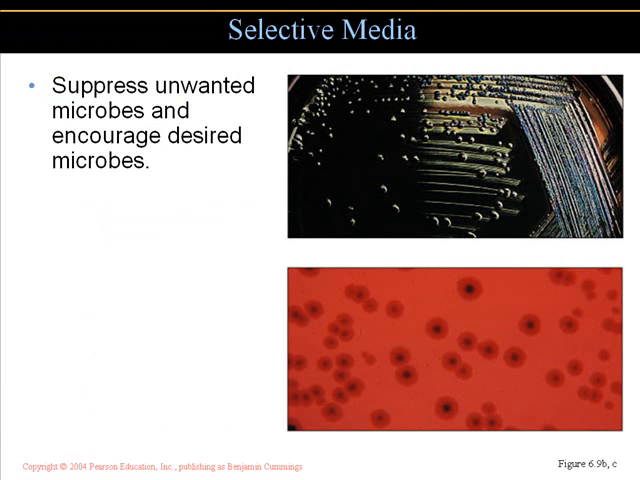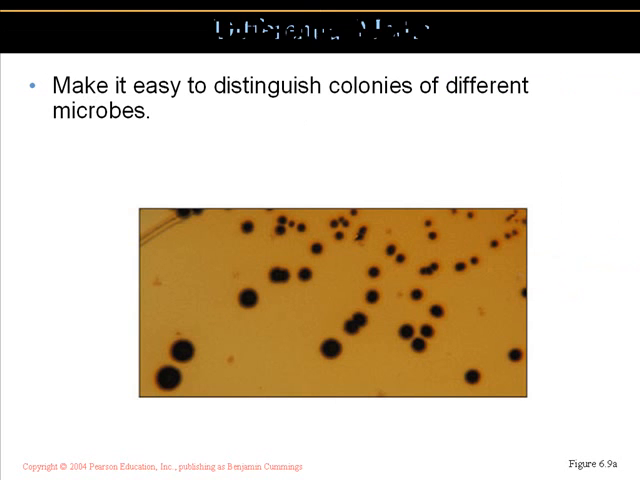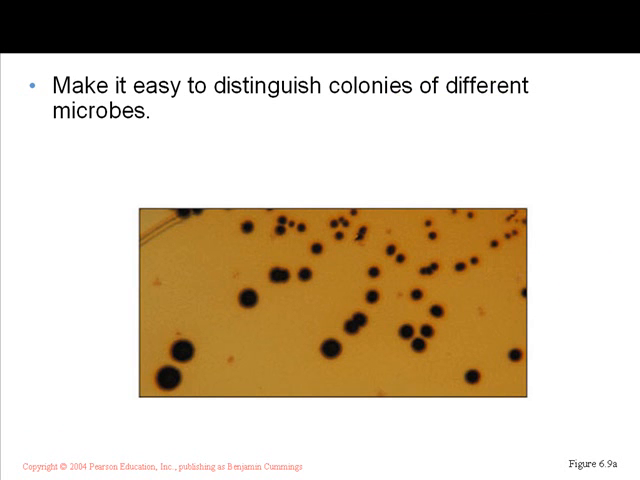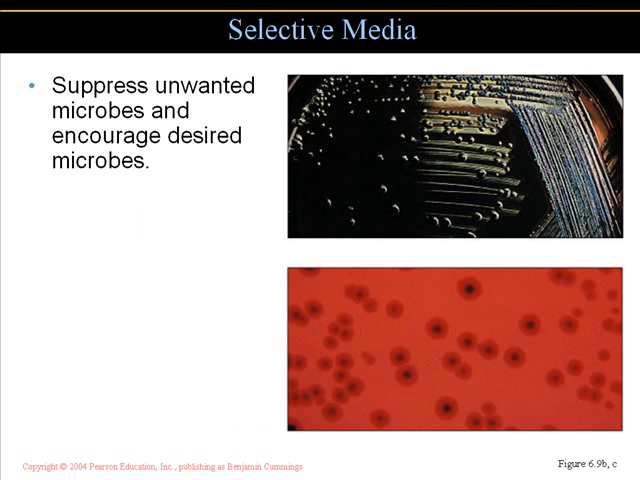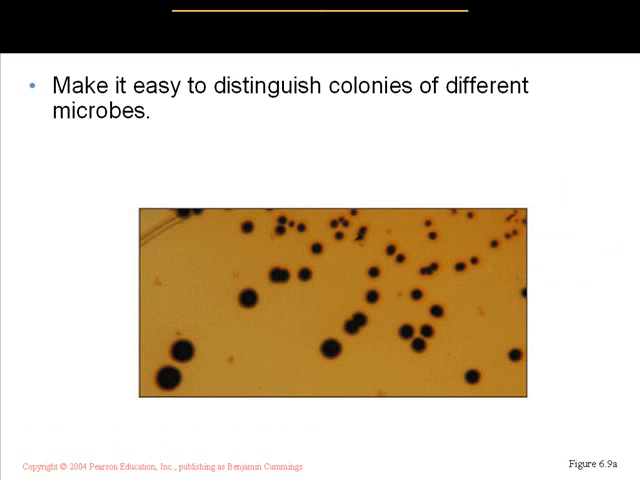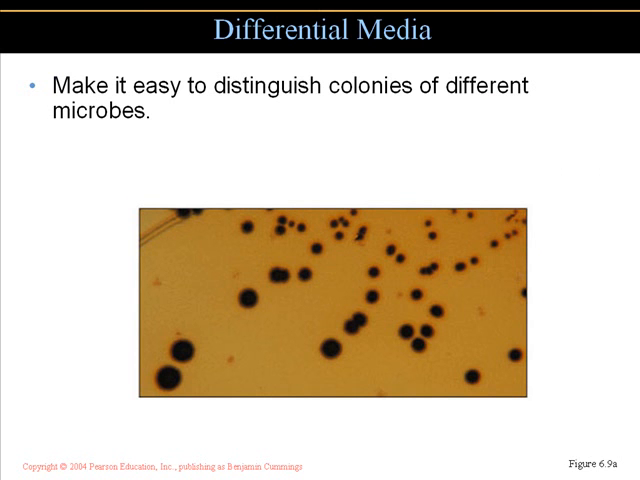To use a selective medium, you may want to suppress the growth of some microorganisms and encourage the growth of other microorganisms. Differential media make it easy to distinguish the colonies from others. And so you can see from these slides the differences in the two types of media and how they can help you to identify particular microbes.